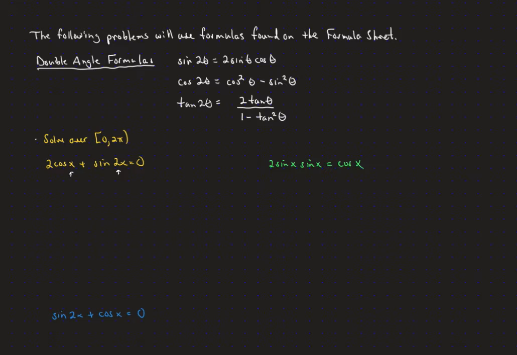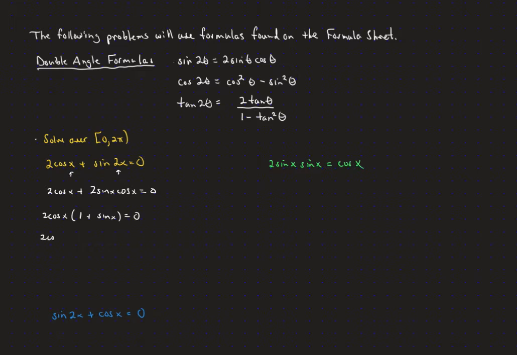So we're looking at that first double angle formula. Sine 2x is 2 sine x cosine x. So we will replace the sine 2x by 2 sine x cosine x. Now everything's got the same angle, so we can proceed as we have before. Looks like there's a greatest common factor of 2 cosine x. That will leave us with a 1 plus sine x.